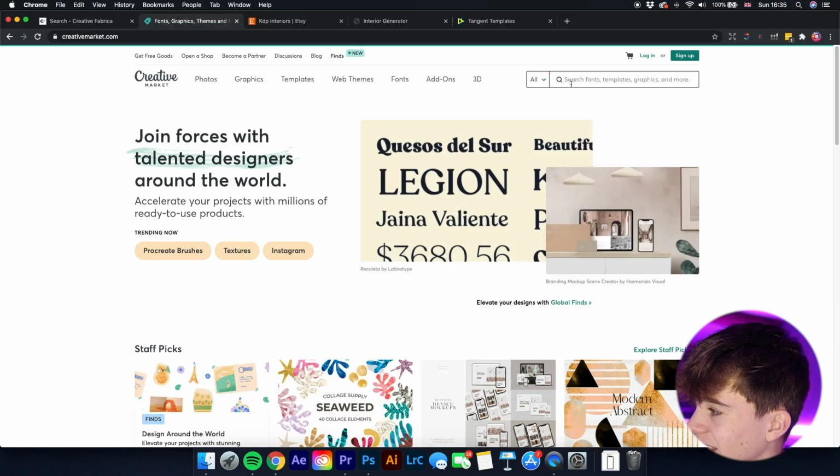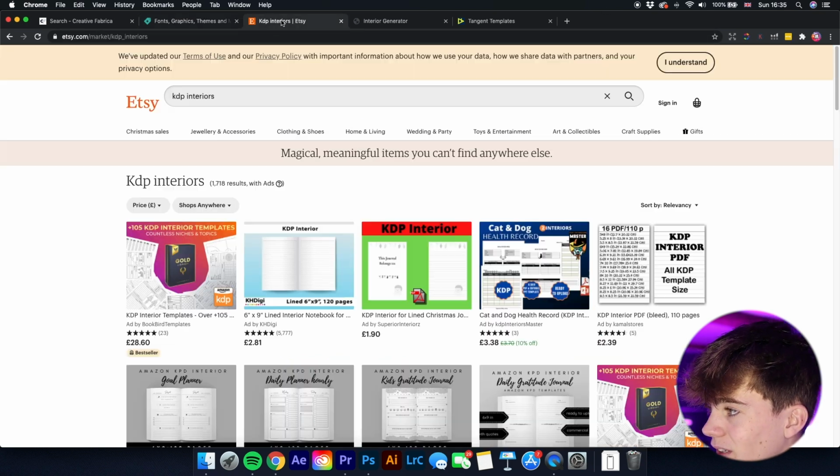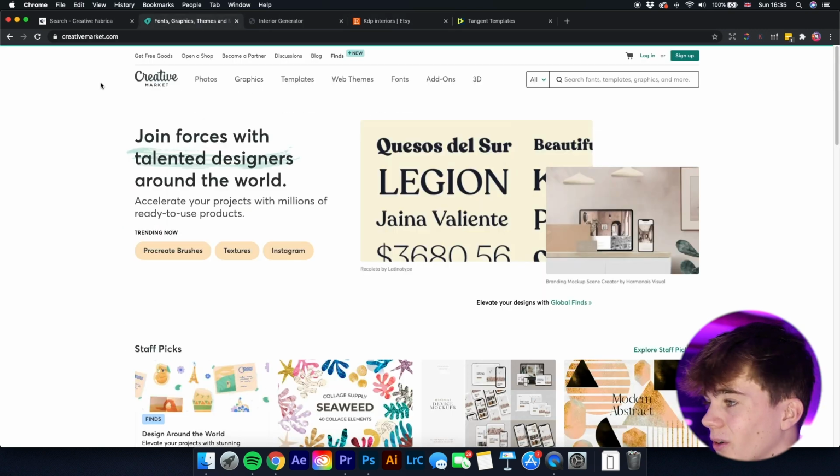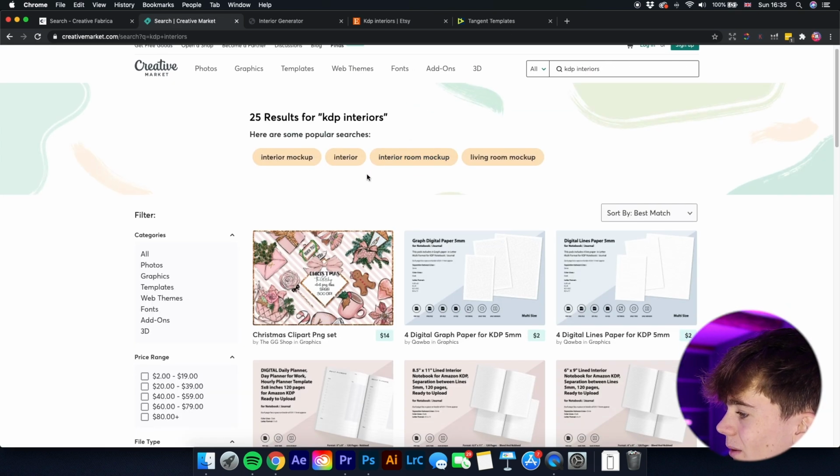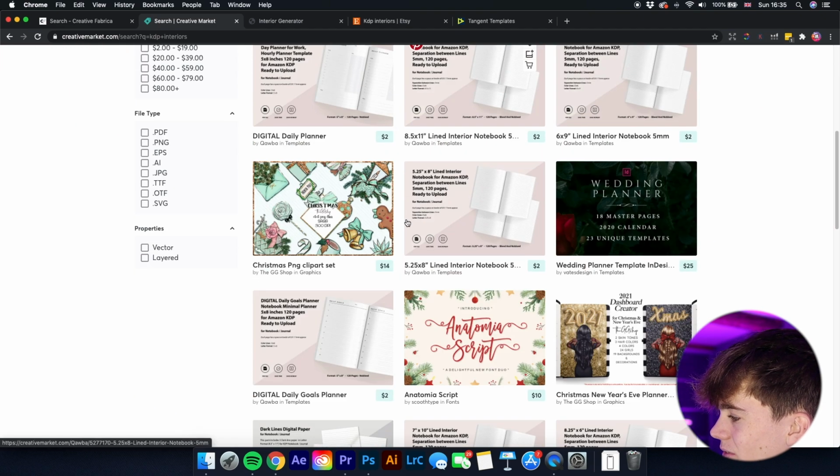Now the second one is one that I don't really know a huge amount about, and it's Creative Market. This one is also very similar to Creative Fabrica. There's not a huge difference between them, and obviously they've got similar names, so I'm not sure what's going on there, but you can get lots of interiors from there as well. So I can type in KDP interiors again, see what comes up, and again loads and loads of different interiors. And you probably get different sellers on these websites as well, so it means you can get another big range of interiors.